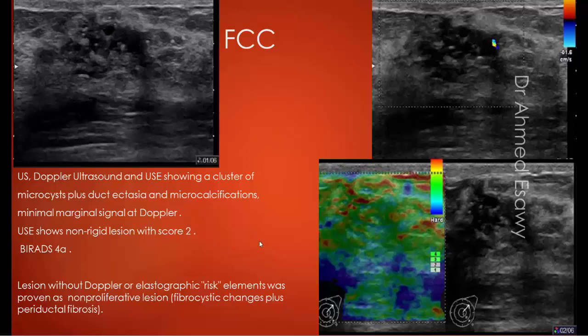Fibrocystic change, ultrasound and elastography. Ultrasound shows a cluster of microcysts plus duct ectasia and microcalcification. Minimal marginal signal at Doppler. Ultrasound shows non-rigid lesion, score 2. This is classified as BIRADS 4A. Lesions without Doppler or radiographic risk element present are proven as non-proliferative lesion, fibrocystic change plus periductal fibrosis.